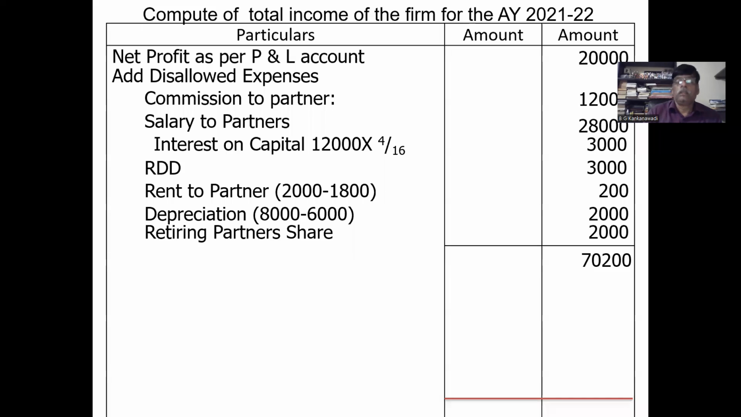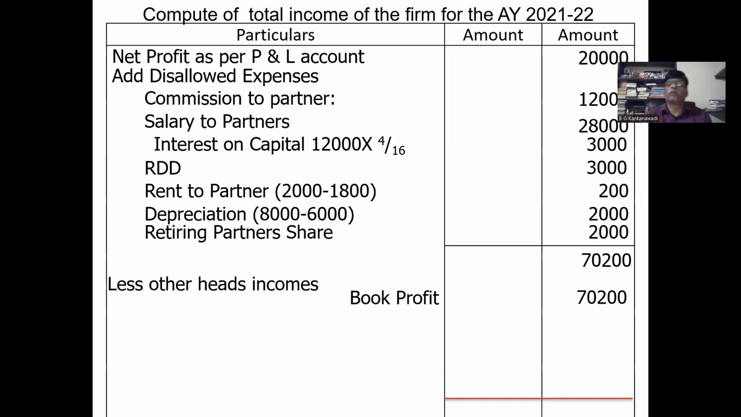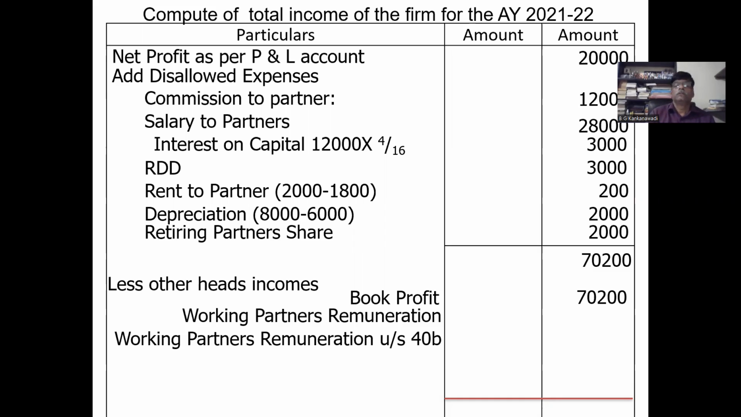70,200. In this 70,200, you deduct other head incomes. There is nothing. So, same answer comes. Book profit. In the book profit, you deduct working partner remuneration. Working partner remuneration, first point is according to 40B, 70,200 into 90% or 1,50,000, whichever is more. Whichever is more, first point, 1,50,000.